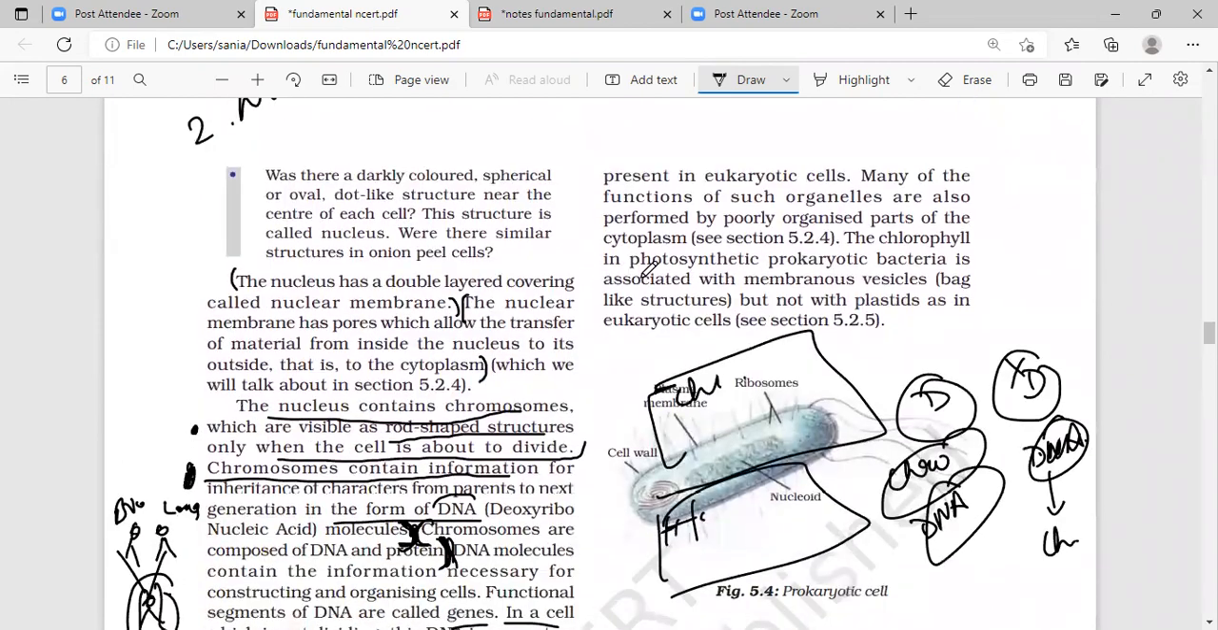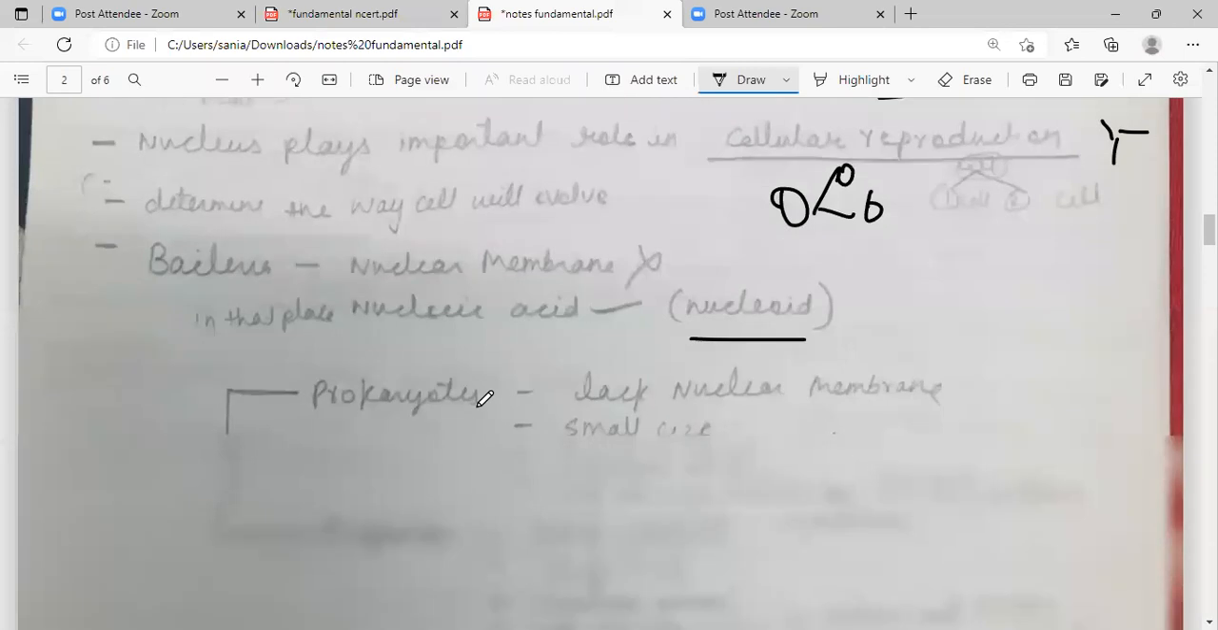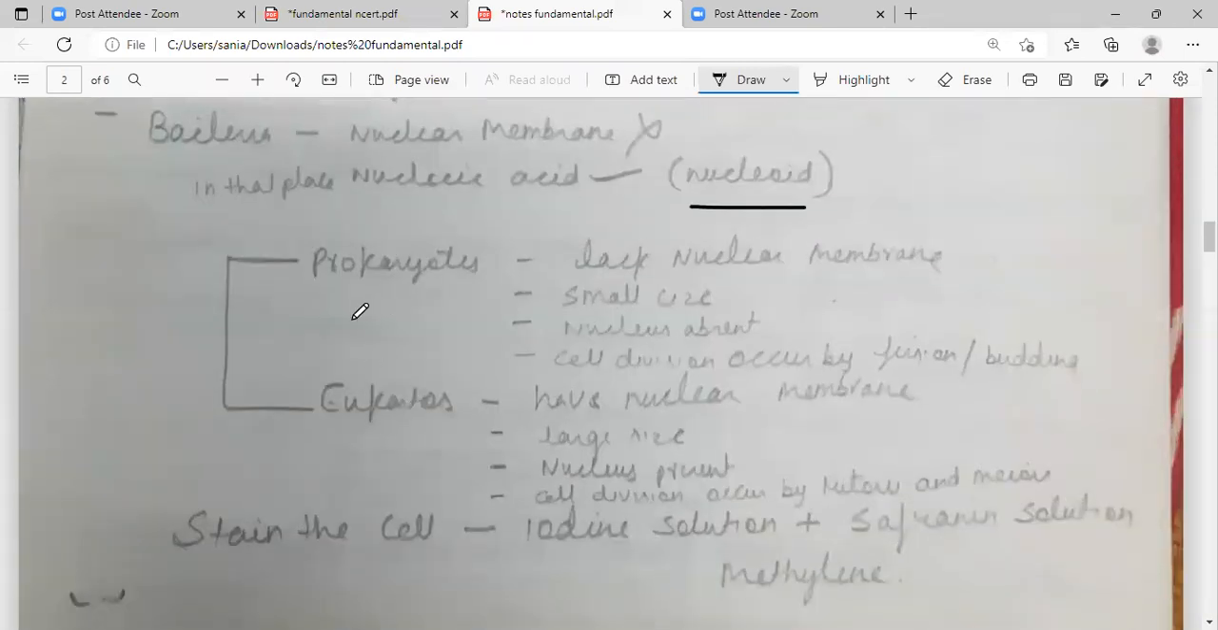Yes. Okay. So now you will be writing few things about prokaryotes and eukaryotes. So prokaryote, they lack nuclear membrane and they have small size. Next, nucleus is absent. Cell division occurs by fission and budding. Next, eukaryote, they have nuclear membrane. They are large in size. Nucleus is present. Cell division occurs by mitosis and meiosis. Clear? So right now you must be wondering, ma'am, what is this meiosis? What is this budding and all that? We'll be doing it. No need to worry about it.